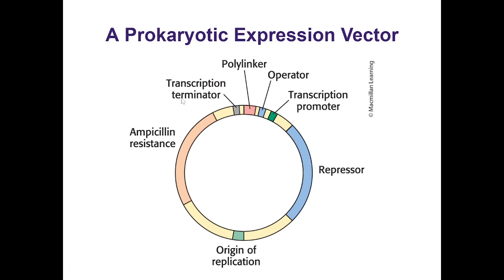Anyways, right here is your transcription terminator, here's your operator, here's your transcription promoter. This is going to allow you to do the transcription. Here's your polylinker, being many different linker types that you could use it with. Right here's your repressor, so you could repress this so it's not expressing at certain times. Here's your origin of replication, because it will have to replicate, otherwise you would have a species that grows out of it and would disappear. And then there's your ampicillin resistance.